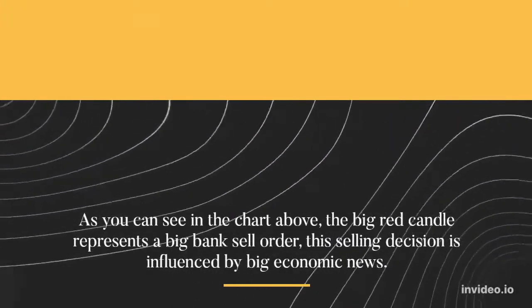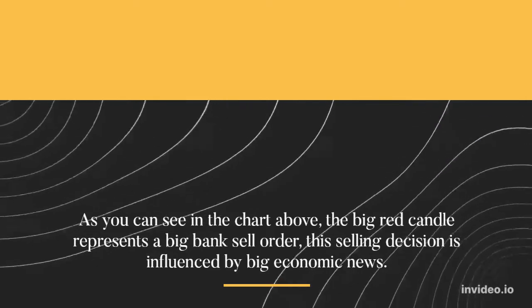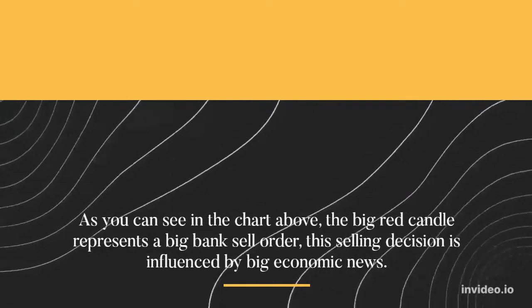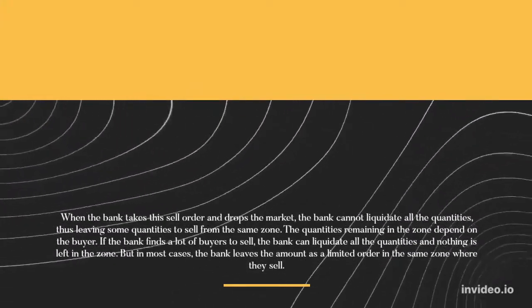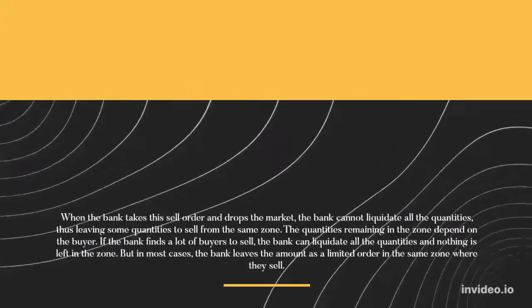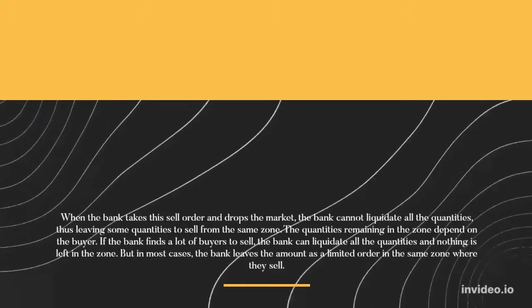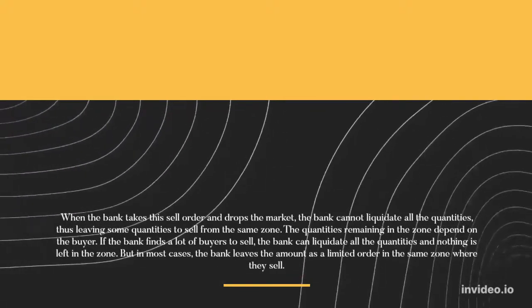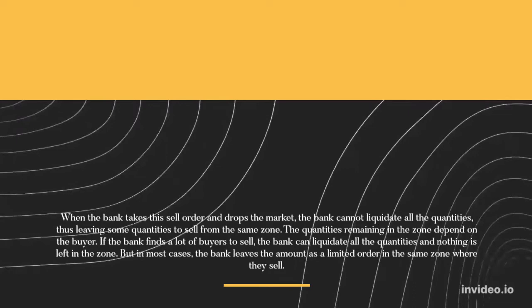As you can see in the chart above, the big red candle represents a big bank sell order. This selling decision is influenced by big economic news. When the bank takes this sell order and drops the market, the bank cannot liquidate all the quantities, thus leaving some quantities to sell from the same zone. The quantities remaining in the zone depend on the buyer.